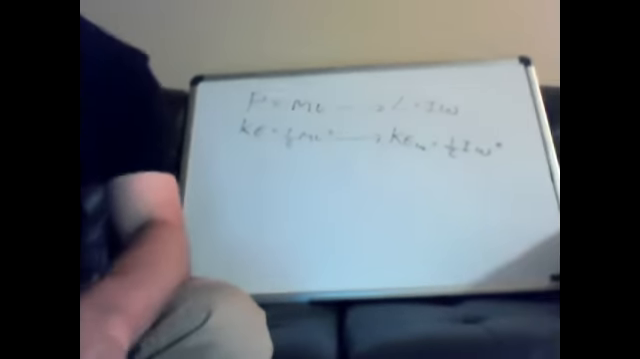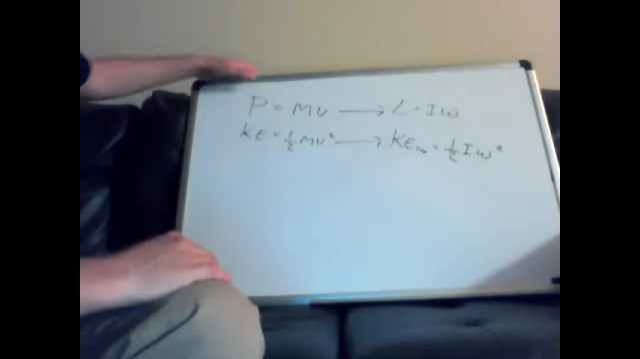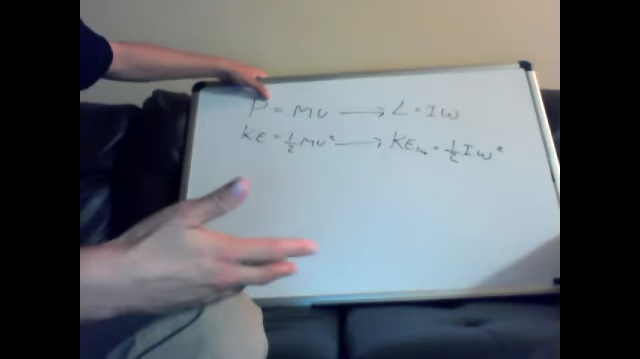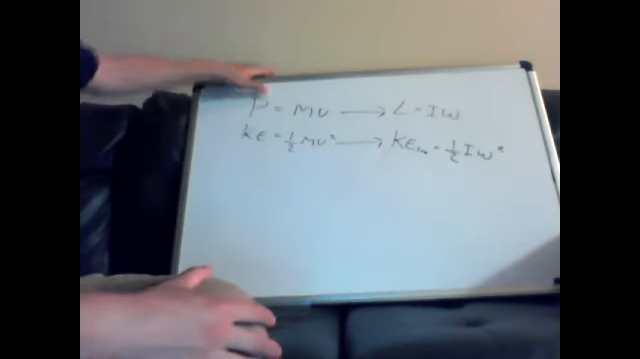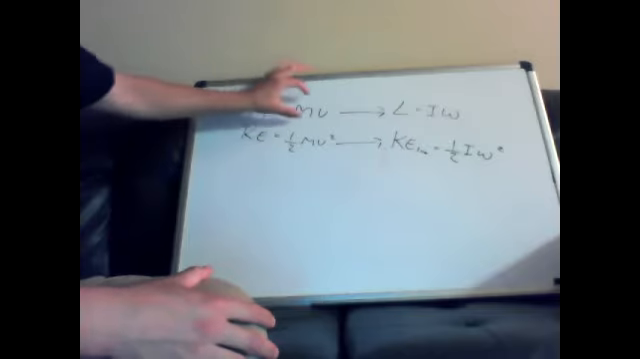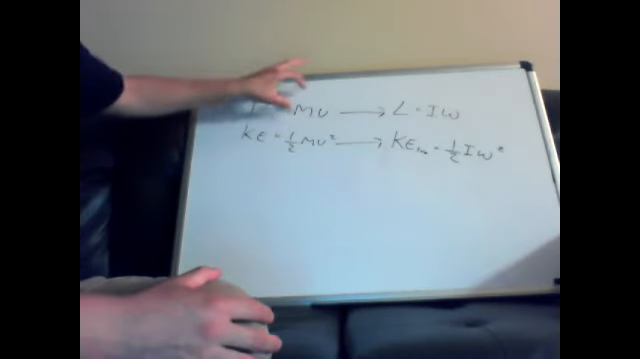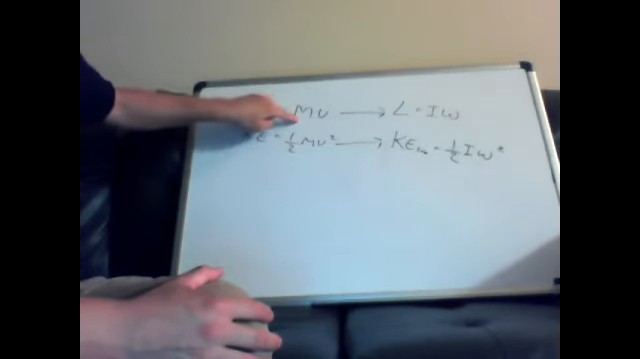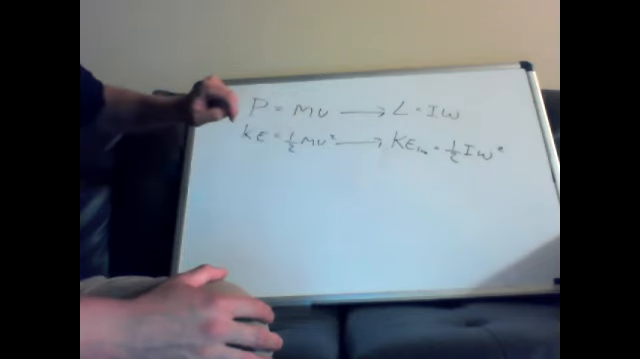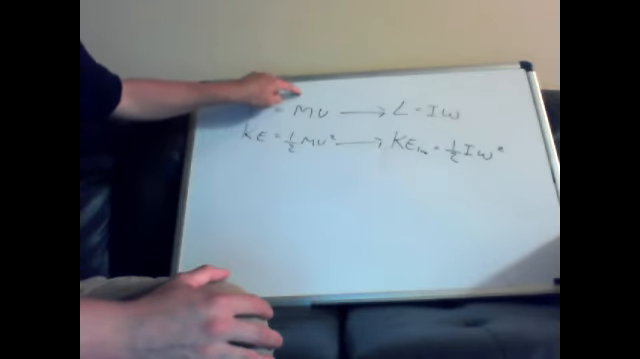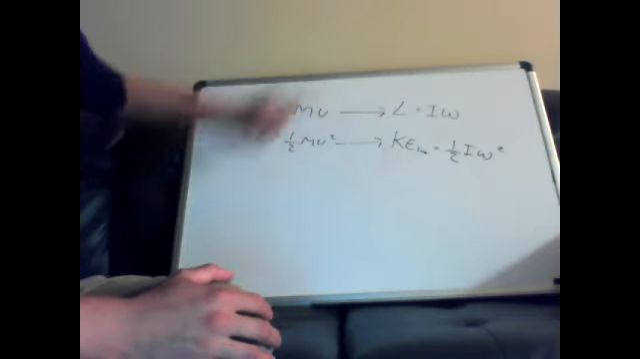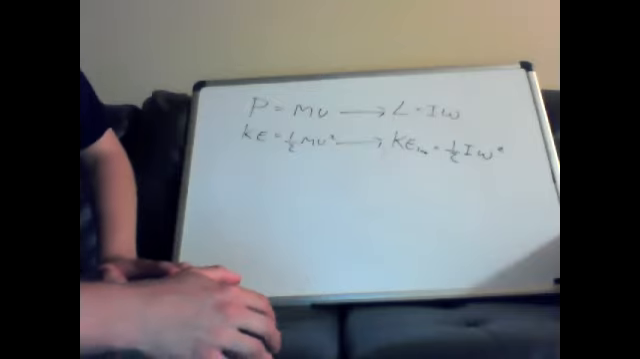If we remember from our translational stuff, which is another word for linear, our linear momentum is given by p equals mass times velocity. The units here are kilograms for mass, meters per second for velocity. So therefore the unit is kilograms times meters per second. And that's what we call linear momentum.